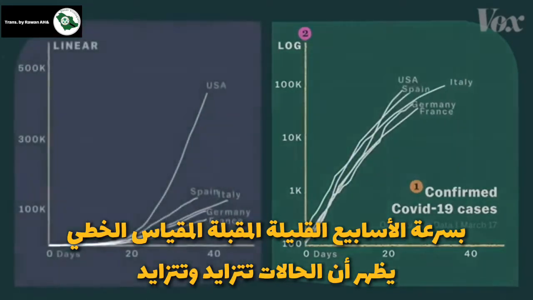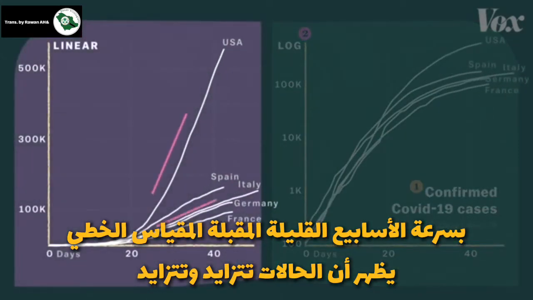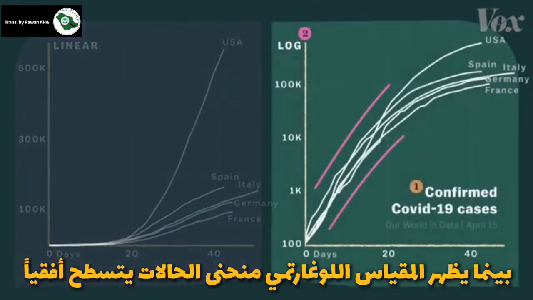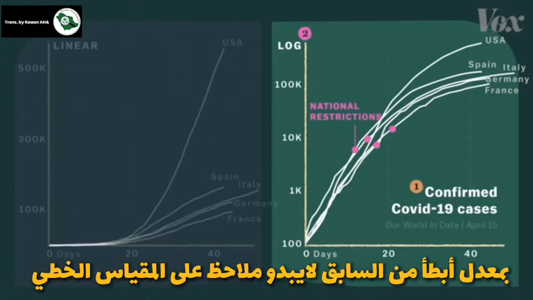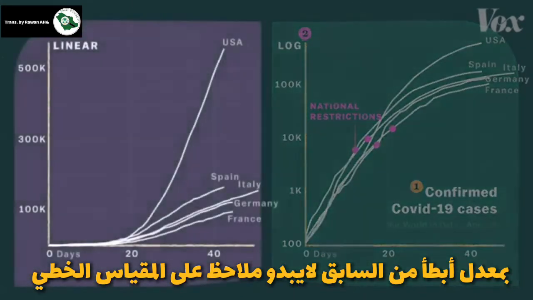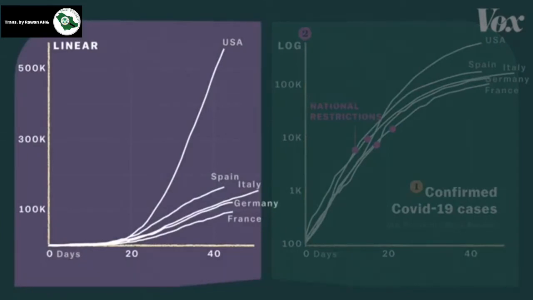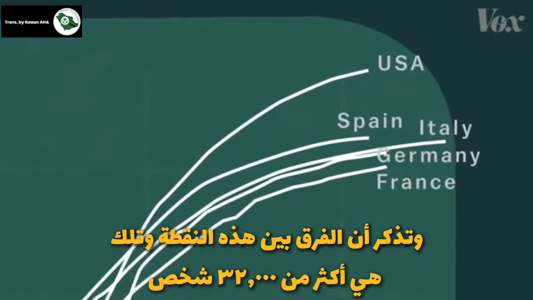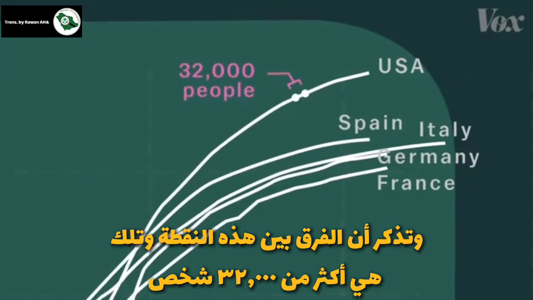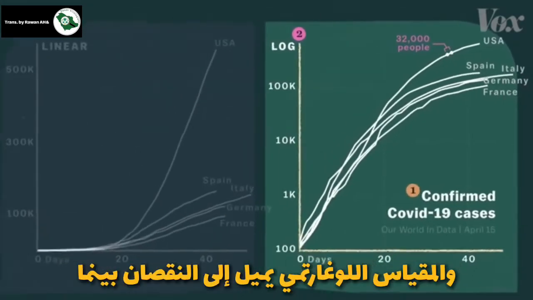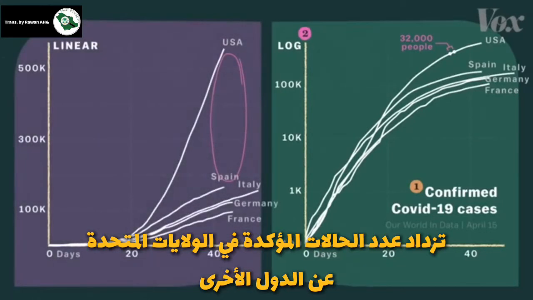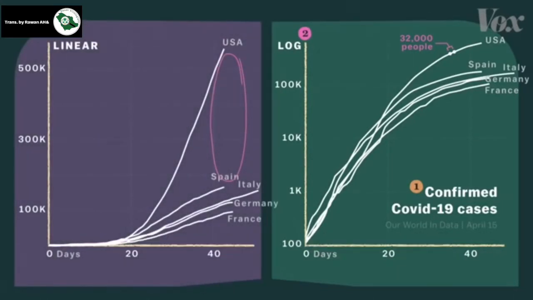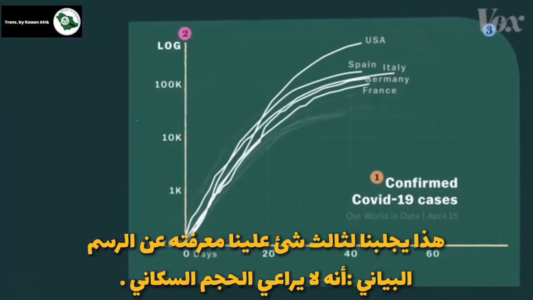Fast forward a few weeks, and the linear scale shows cases climbing and climbing, while the log chart shows curves that are flattening. As governments have implemented lockdowns and social distancing, the virus is spreading at a slower rate than before, which isn't very visible on the linear scale. But keep in mind that the difference between this dot and this dot is more than 32,000 people. And the log chart tends to downplay just how many more confirmed cases there are in the US than in the other countries.